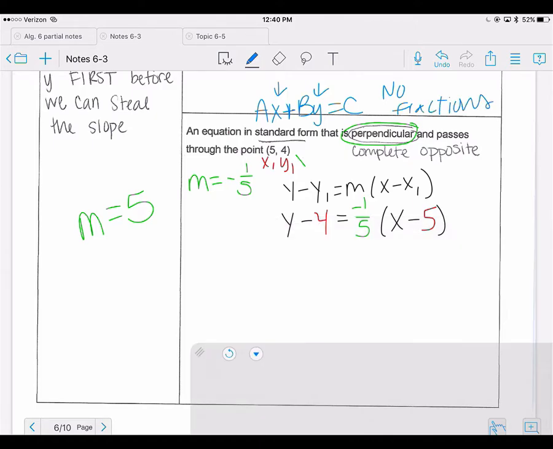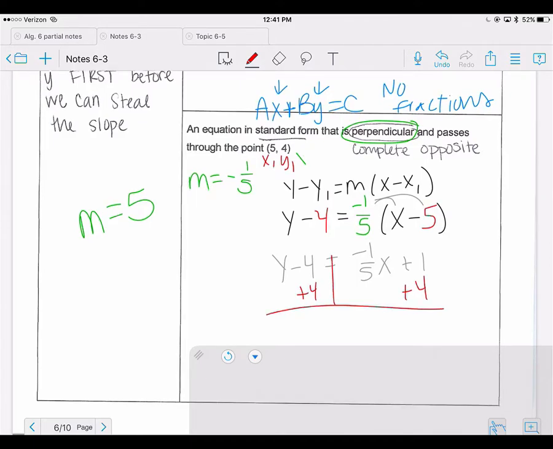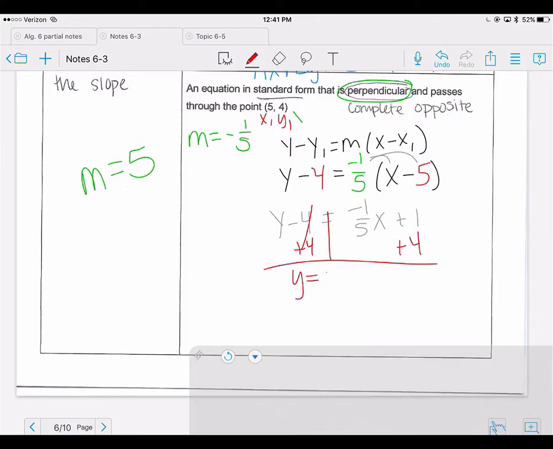So remember, standard form is like the super persnickety, uppity, specific form. It doesn't like numbers to be on the same side as x and y. It doesn't like fractions, so it's very specific. So first thing I'm going to do is distribute. So negative 1/5 times x, negative 1/5 times negative 5. And then I'm going to move 4 to the same side for my numbers. So y equals negative 1/5 x plus 5.